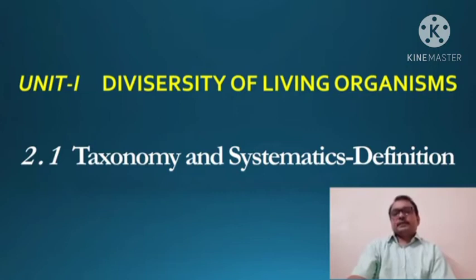One is taxonomy and systematics and their definition. Another one is taxonomic hierarchy, lineage with example. Third one is binomial nomenclature. Today we discuss taxonomy and systematics and its definition.